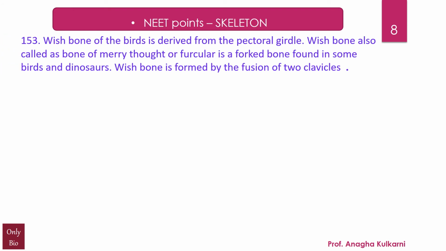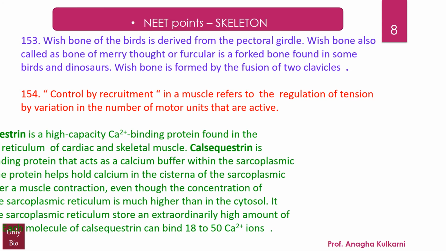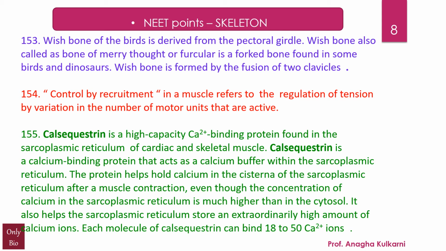Point number 153. Wishbone of the birds is derived from the pectoral girdle. Wishbone, also called the bone of merry thought or furcular bone or furculum, is a forked bone found in some birds and dinosaurs. Wishbone is formed by the fusion of two clavicles. Next, control by recruitment in a muscle refers to the regulation of tension by variation in the number of motor units that are active.